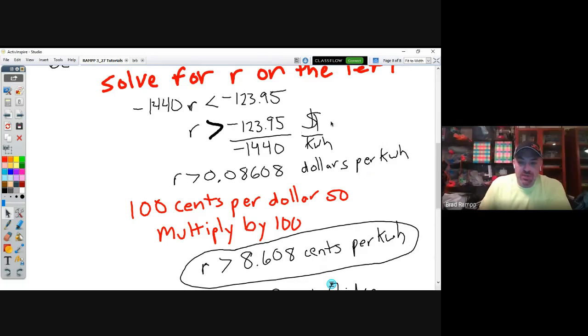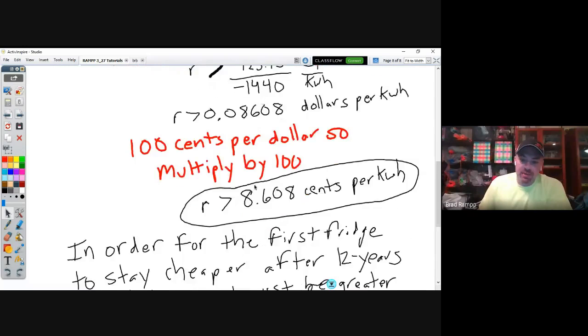And always understanding your numbers. Remember, this numerator is dollars, $123.95, and the 1440 is the amount of kilowatt hours we're going to use. So when we divide those two, that gives us 0.08608, and it means that's dollars per kilowatt hour. But they wanted it in cents per kilowatt hour. So, well, there's 100 cents per dollar. So multiply that number by 100, and you get 8.608 cents per kilowatt hour.